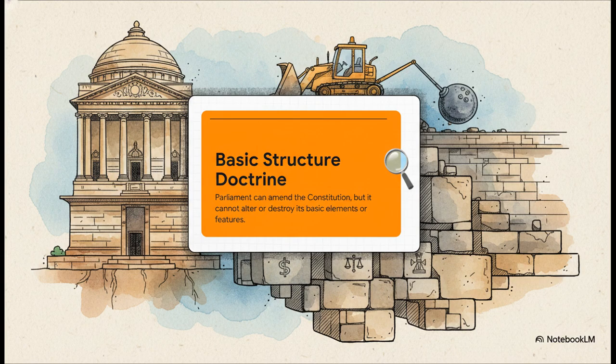Here's the key takeaway. Parliament's power to amend the Constitution is huge, but it's not absolute. It can't use its power to destroy the core identity of the Constitution itself. The analogy I love is that it can renovate the building, but it can't just demolish the foundation.